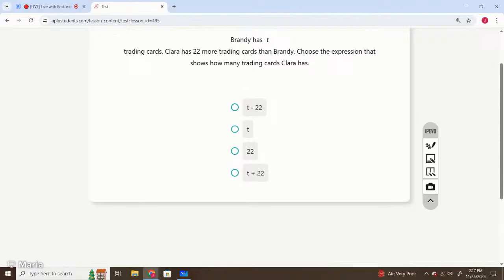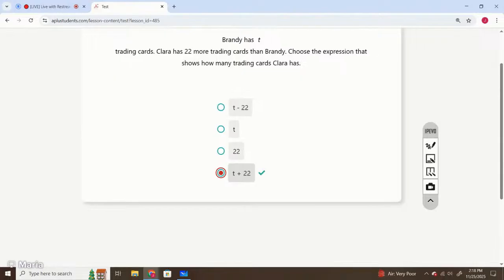Brandy has t trading cards. Clara has 22 more trading cards than Brandy. Choose the expression that shows how many trading cards Clara has. She has t cards, right? And Clara has 22 more. That would be t plus 22. Option number 4 is the correct option.